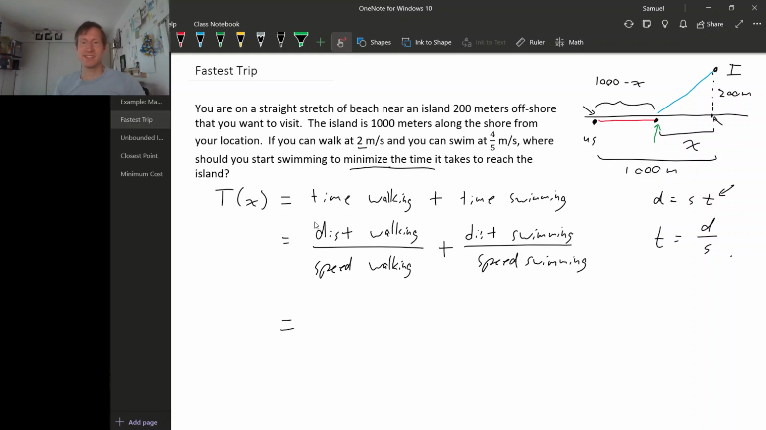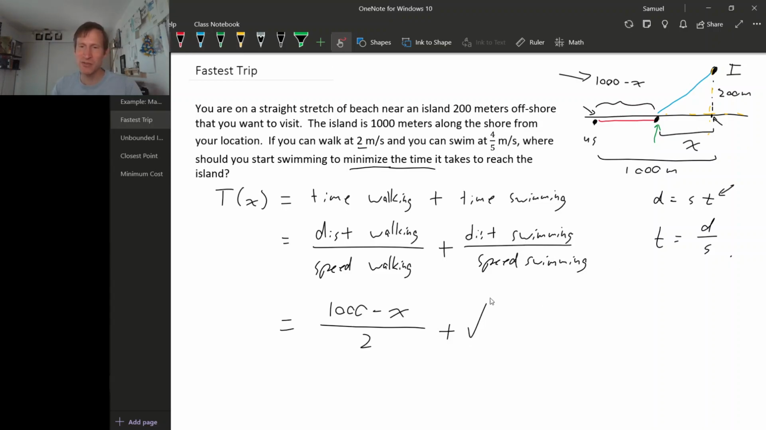All right, so how about the distance walking? Well, we've already figured that out, actually. That's just 1,000 minus x. And speed walking, well, that's 2. Plus, now the distance for swimming, well, that's this blue distance here. And we're going to have to use the distance formula because it's a diagonal distance, right? We kind of have a coordinate system going here, and the blue distance is not aligned with the coordinate axis. So we're going to have to use the distance formula.